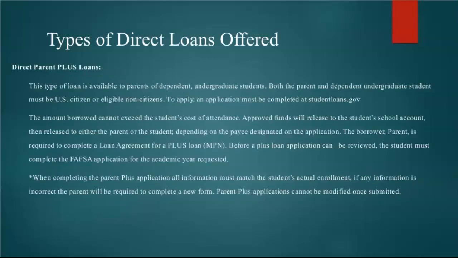The Direct Parent PLUS loan is available for a dependent student. To apply, an application must be completed by the parent through studentloans.gov. There are factors that can affect eligibility for a Parent PLUS loan. If you have a student that needs assistance with this process, please refer the student to the loan department. Our contact information will be at the end of this presentation.